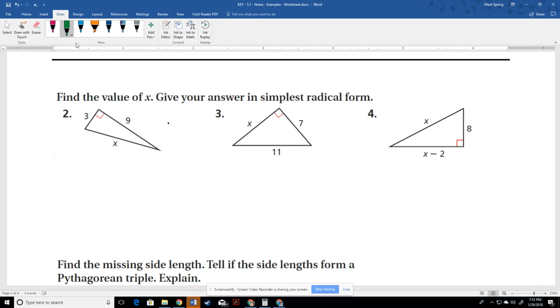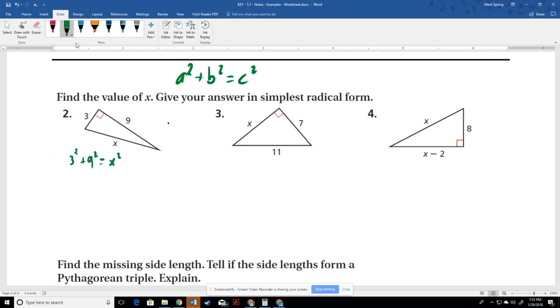All right, so a squared plus b squared equals c squared. I'm going to be using that a lot. And again, if it's a right triangle, only this works. But if it is a right triangle, then this definitely works. In this case, our hypotenuse is x. So 3 squared plus 9 squared equals x squared.